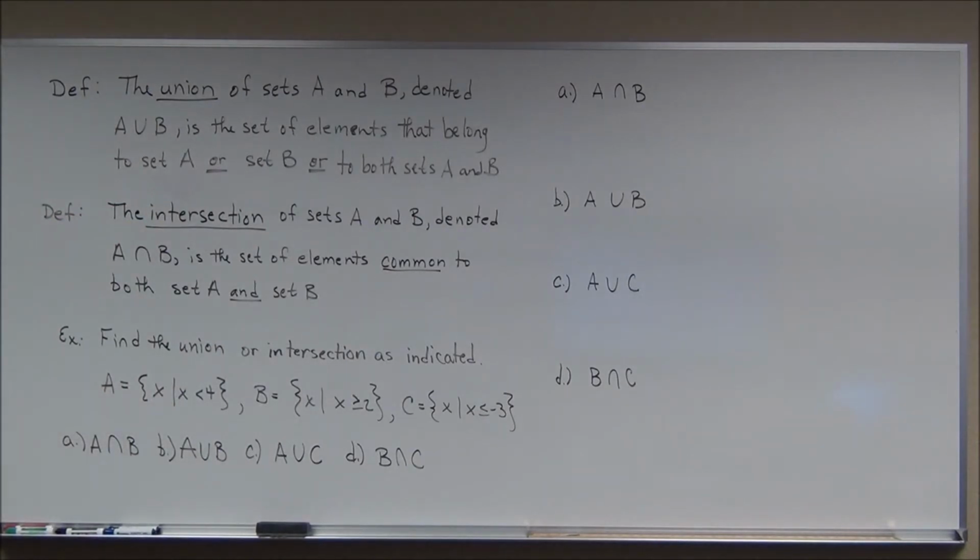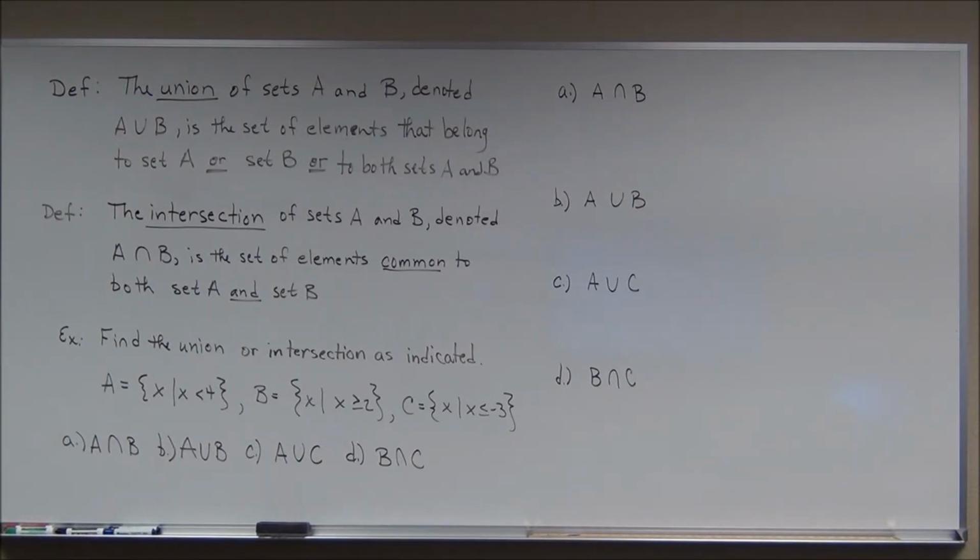The intersection of sets A and B is denoted A ∩ B, and notice it's an upside down looking U shape here. That's the intersection symbol. A intersect B is the set of elements that are common to both sets A and set B. So if there's an element in A that's not in B, it is not in the intersection.